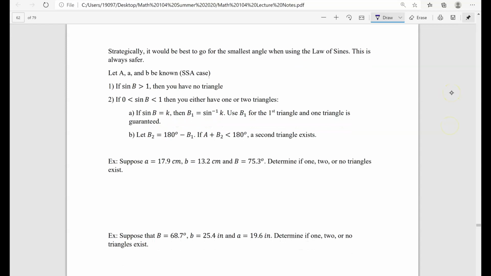So basically, here is what you want to be able to do. Let's say you have this type of scenario. Oh, this shouldn't be an A, this should be a B. Okay. Let's say you have all of these different angles. No, you're right, this should be an A. Okay, so let's say big A, little a, and little b are known. So I know what those are.